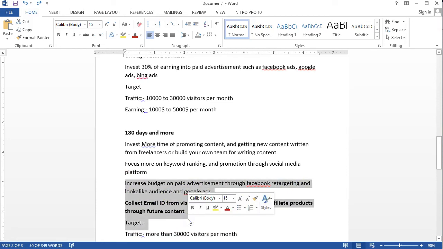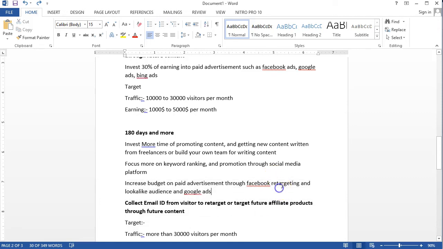Now, Facebook has a very great tool, which is retargeting and lookalike audience. What is this? Just to give an example, if you landed on a website through a Google search, but you don't buy any product from them, then afterwards, if you go to Facebook, you will start seeing the same website showing ads on your Facebook page. You will start seeing multiple ads of the website on your Facebook page. This is what they call Facebook retargeting.